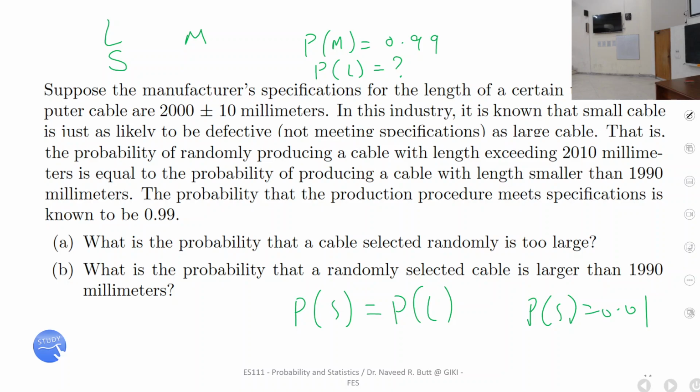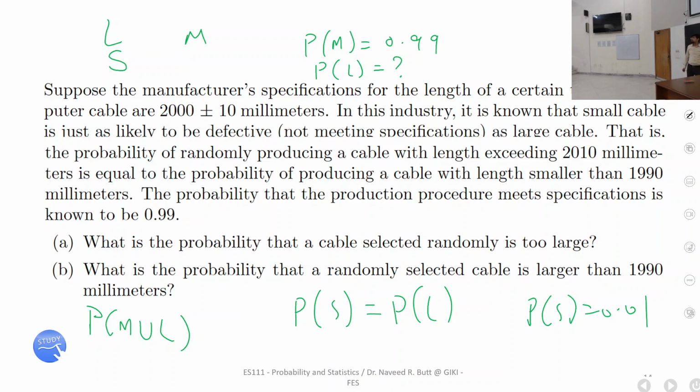What is the probability that a randomly selected cable is larger than 1990 millimeters? 0.99. So इस question को आप कैसे लिख सकते हैं? It will be that it meets specification, or large भी allowed है. 1990 से ऊपर दोनों है. 2010 तक रहा तो M होगा और उससे ऊपर गया तो large होगा.